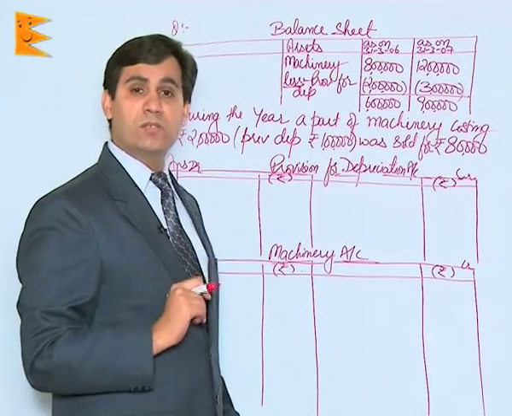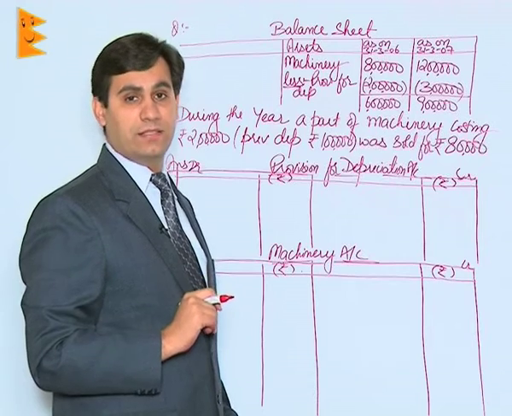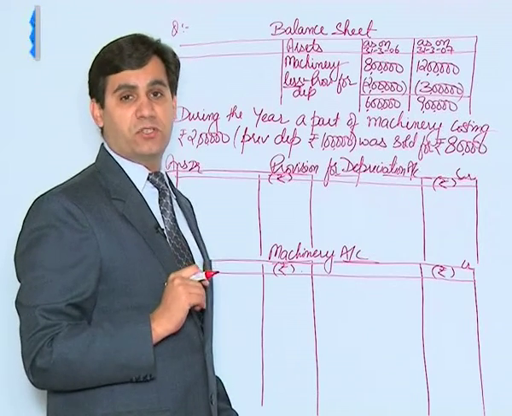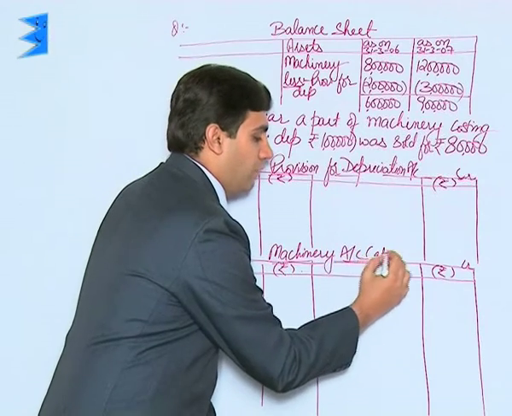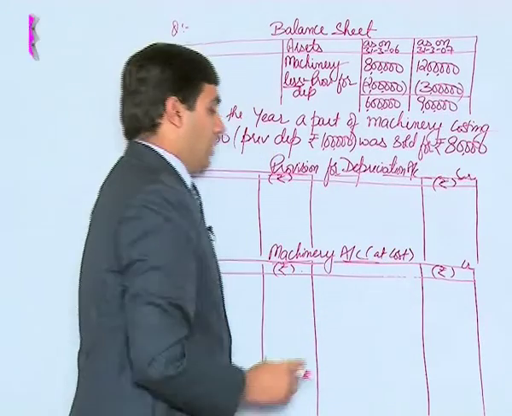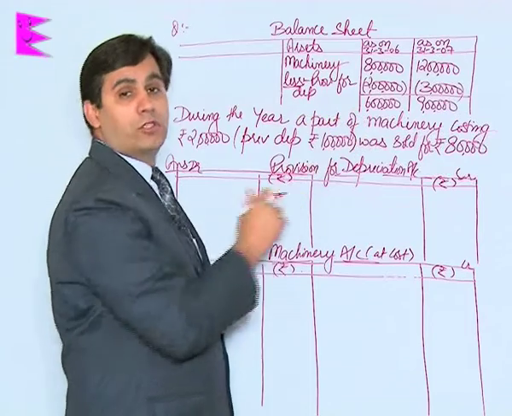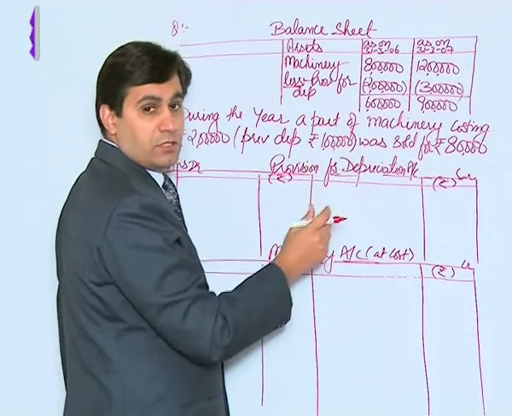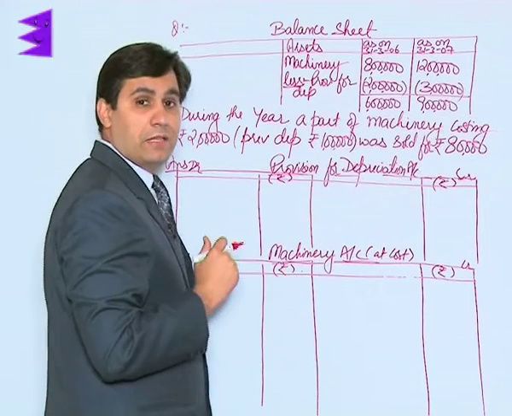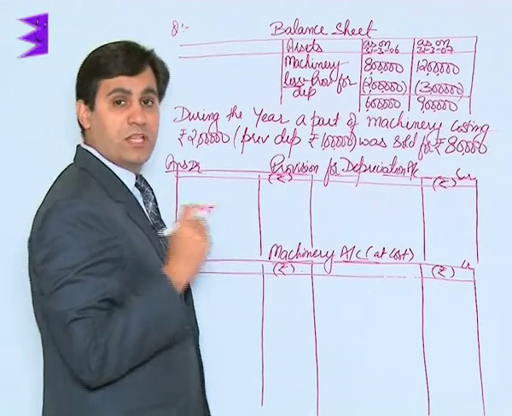So in case the question mentions the cost of the asset as well as the depreciation, then we should prepare machinery account at cost, and provision for depreciation account will also be prepared. So let us transfer these balances to these accounts and try and calculate the amount of asset purchased during the year.